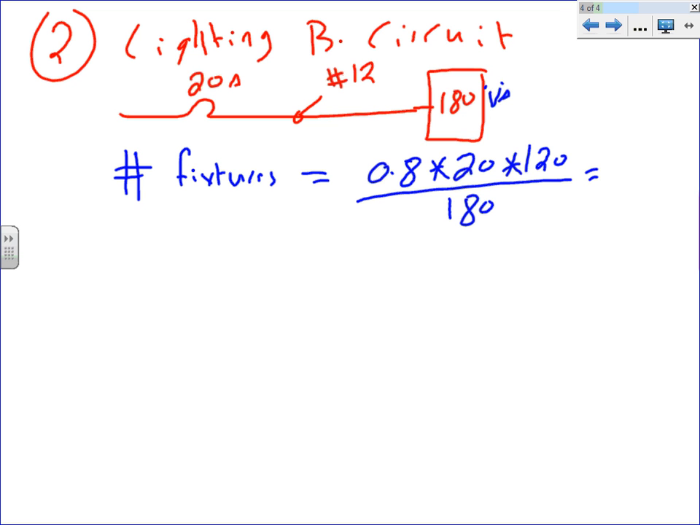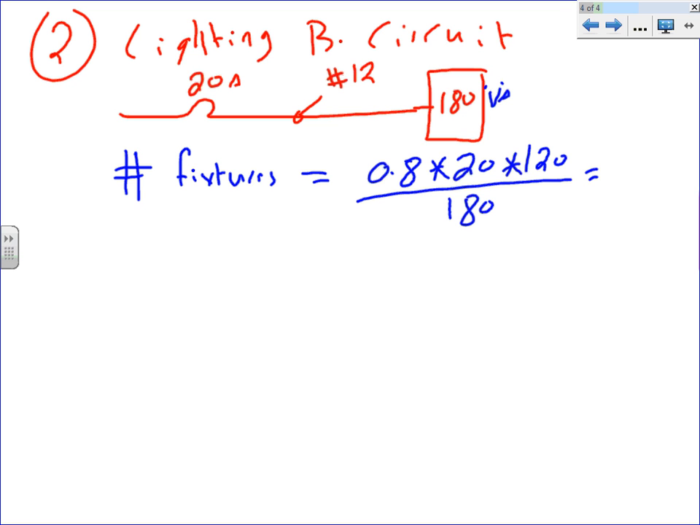Why do I throw in the 0.8? It's continuous load. With continuous load, you can't pull more than 80% of a circuit breaker's rating. Circuit breakers are not rated for more than 80% if the load is continuous. Lighting is continuous load.